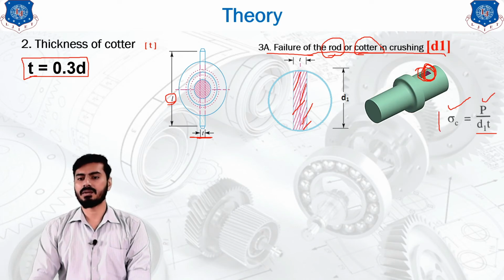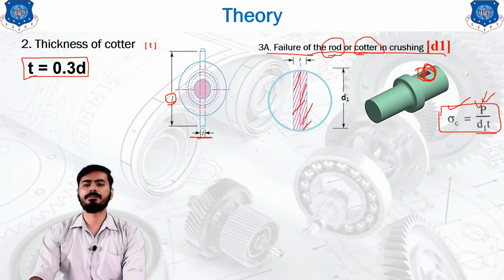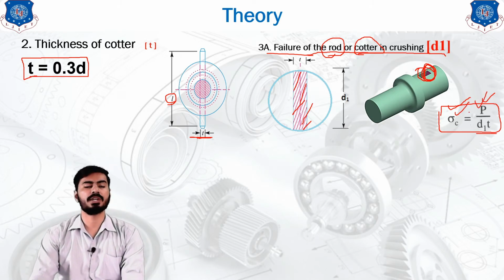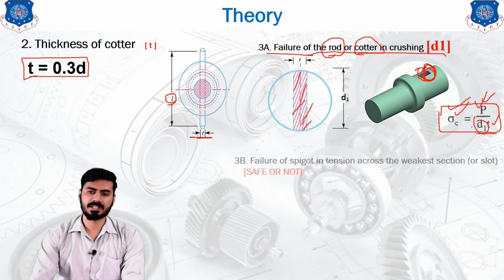So sigma c equals P divided by d1 into t. We know the value of P, we know the value of sigma c from the given data. Then, utilizing the value of t, we can directly calculate the value of d1. So that is the diameter of the spigot.